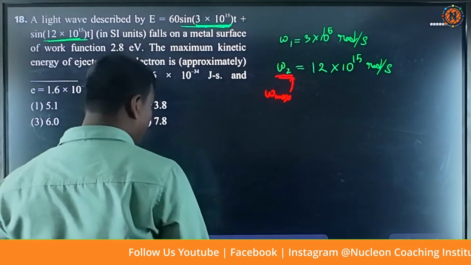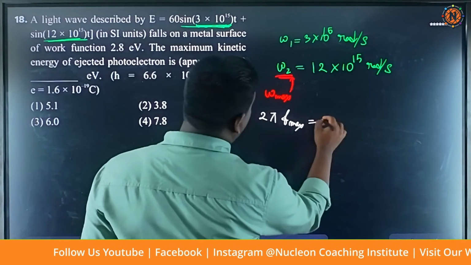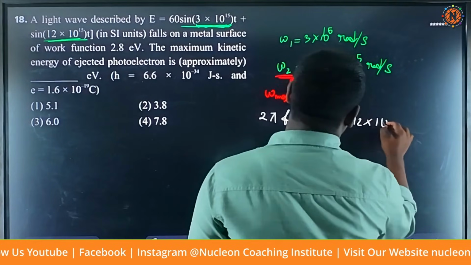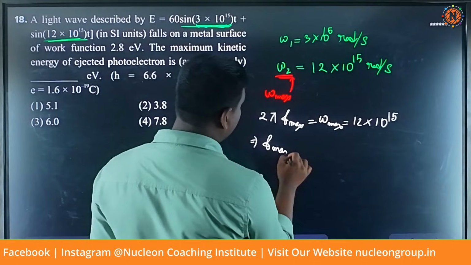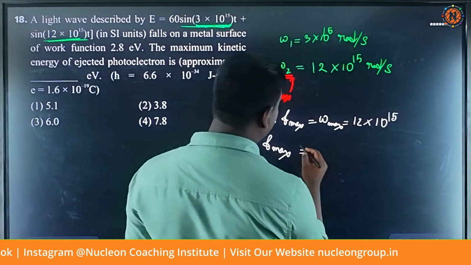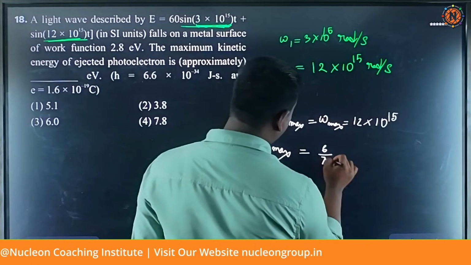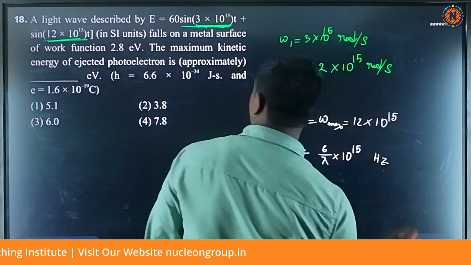Now we need to find the frequency. We know 2 pi f max equal to what? Omega max, and omega max is given as 12 into 10 to the power 15. Okay, so from here you can find the value of f max. That will be 6 by pi into 10 to the power 15 hertz. Okay, this is the maximum frequency.